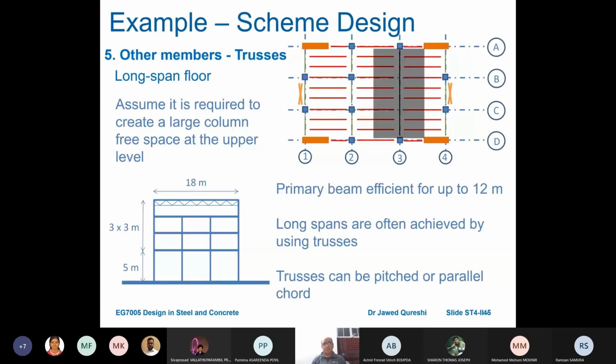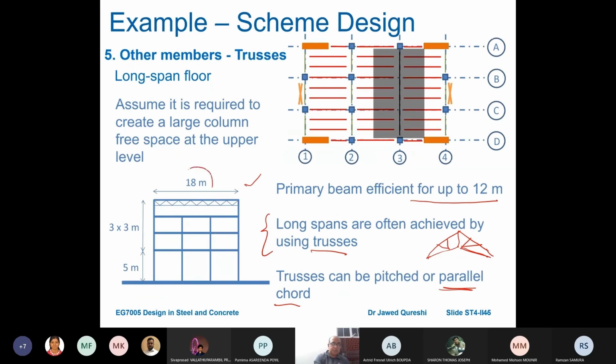I will move on to trusses now. At roof level, we are providing a truss. Assume that it is required to create a large column free space at the upper level. For example, if we require large column free space, the primary beam is efficient up to 12 meters. The long spans are often achieved using trusses.